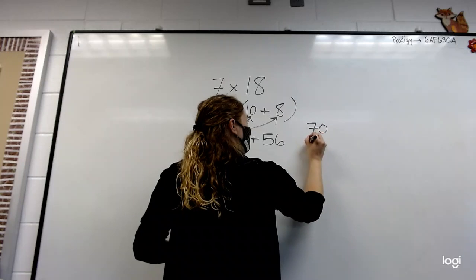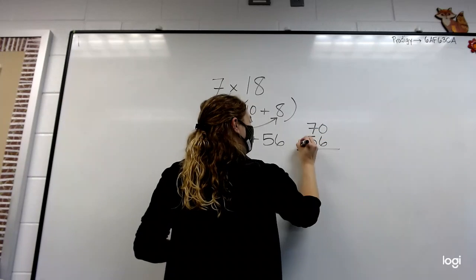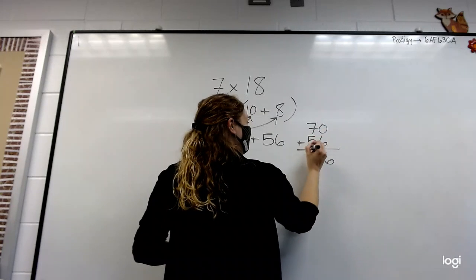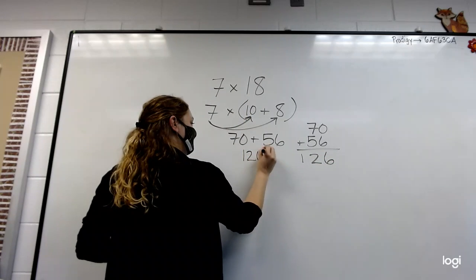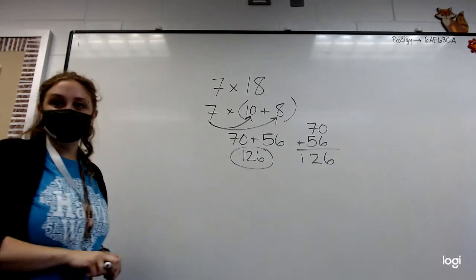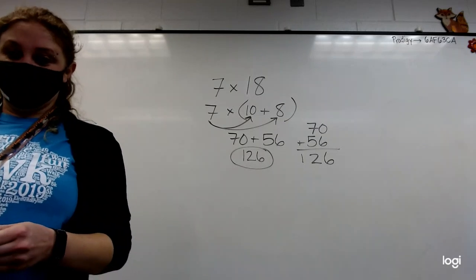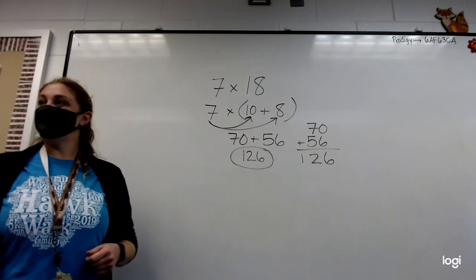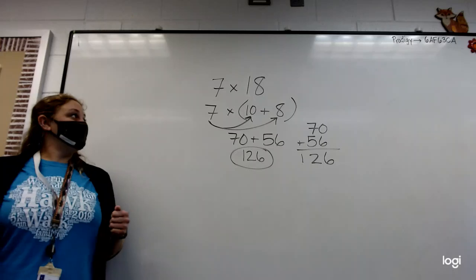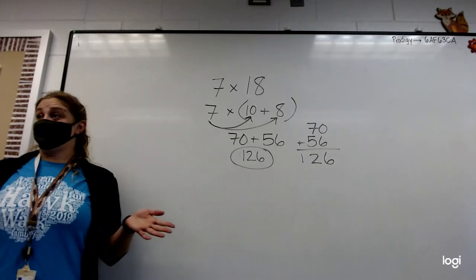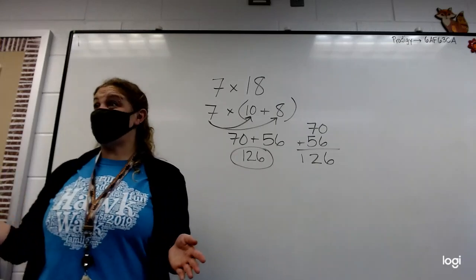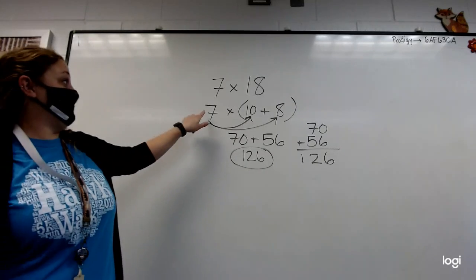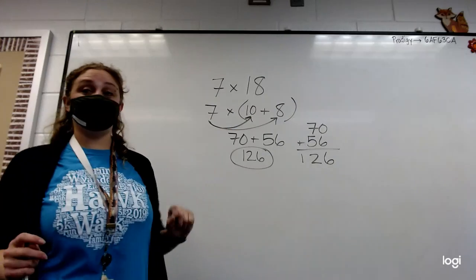70 plus 56. I'm getting some thumbs up, so I didn't make a silly mistake. All right. So this is distributive property, and I promise you will use this all through high school math. It gets harder, but this concept of multiplying by the inside of your parentheses keeps going.